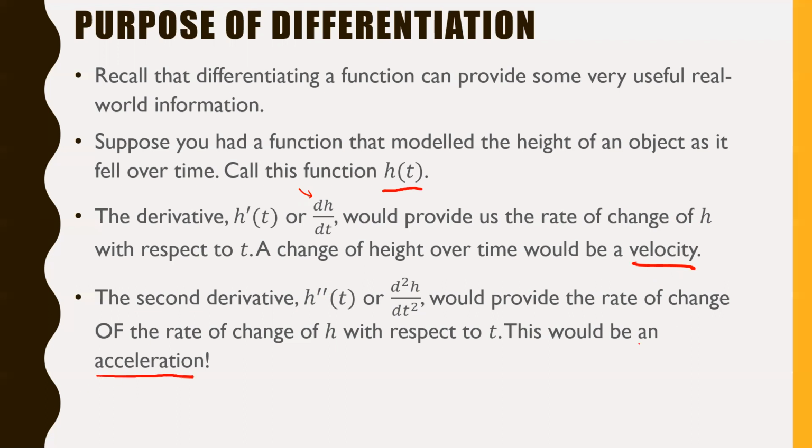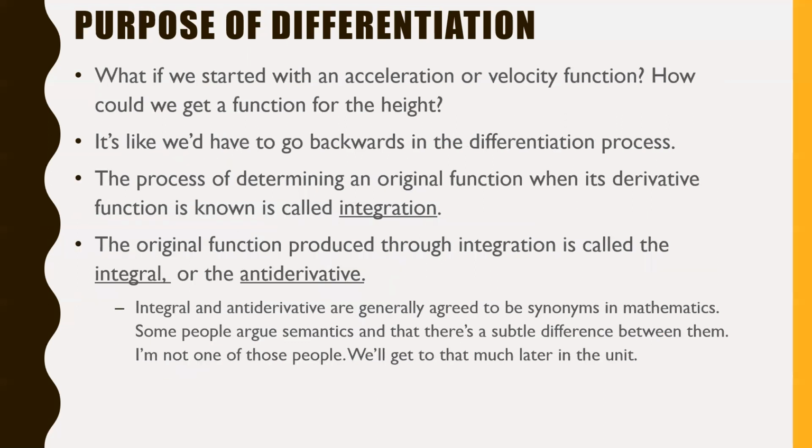Again, none of this is really new, but it is still important to talk about what the purpose of this is, because what if instead of starting with a height, we had started with an acceleration or even just a velocity function? How could we go from those functions and find our way back to a function for height? This is where we have to go backwards. So going backwards in the differentiation process is what we would need to be doing in order to find the height function, which is a really weird thing to say.